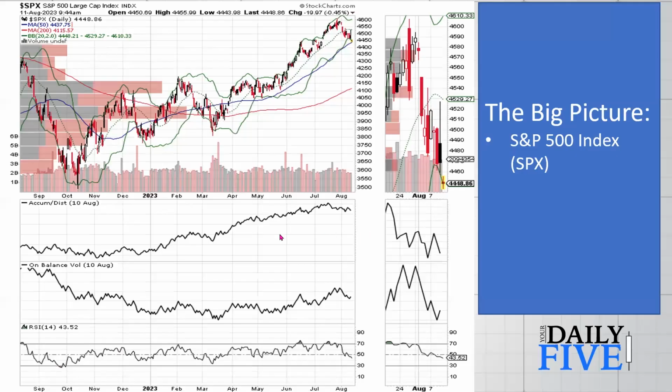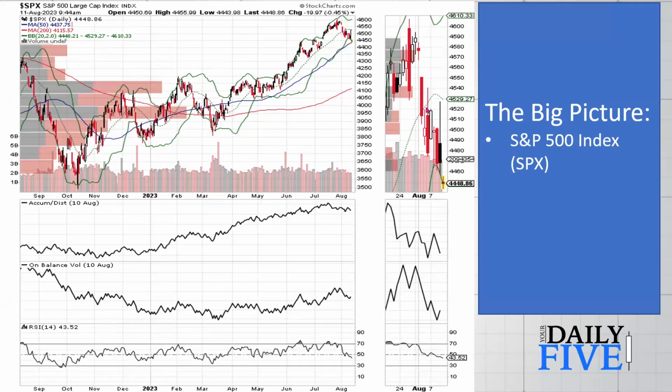Most important thing is to remember that these are the footprints of the smart money. And so what these indicators tell us is whether money is moving in or out of the market. So let's look at the market. Remember, the S&P 500 can be distorted by big stocks, but nevertheless, it's important to keep an eye on it. And so let's look at this thing real quick here.